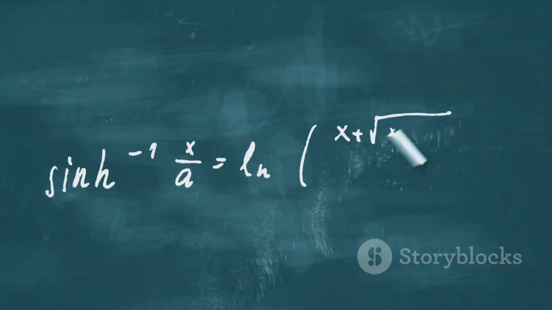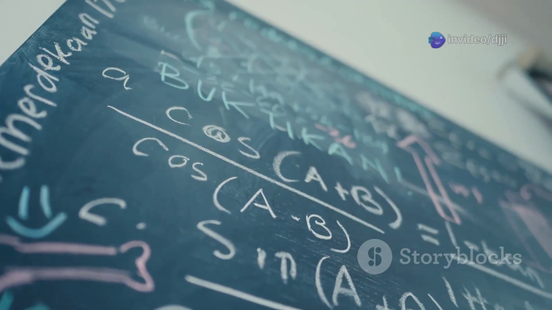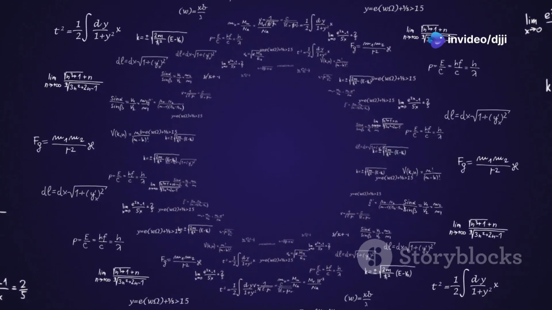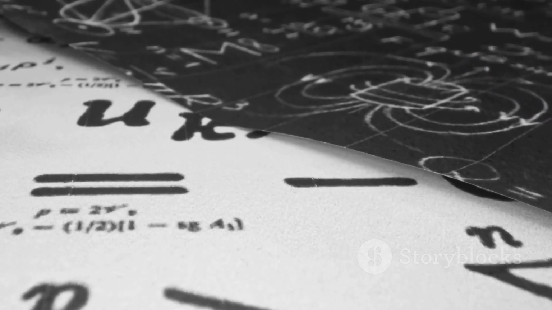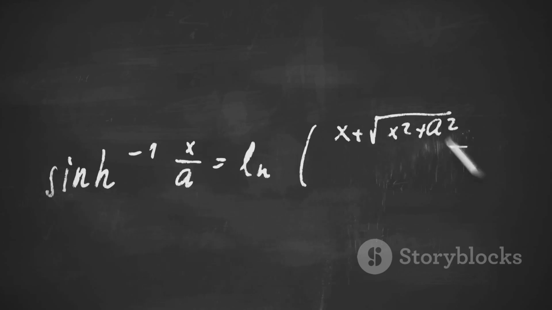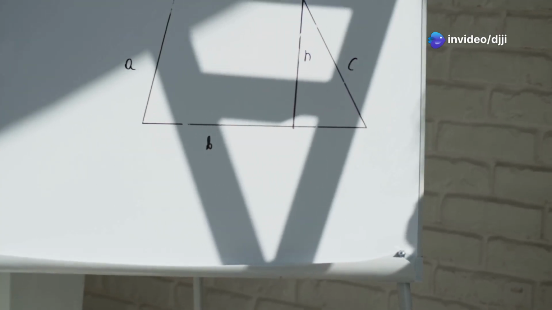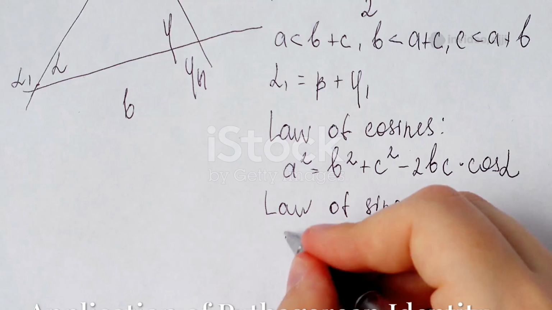Examples of basic identities include reciprocal identities like csc theta equals 1 over sin theta, sec theta equals 1 over cos theta, and cot theta equals 1 over tan theta. Quotient identities like tan theta equals sin theta over cos theta, and Pythagorean identities like sin squared theta plus cos squared theta equals 1, 1 plus tan squared theta equals sec squared theta, and 1 plus cot squared theta equals csc squared theta.